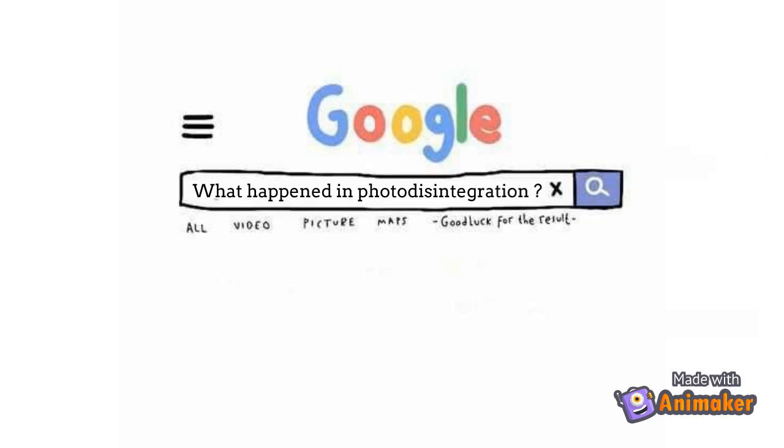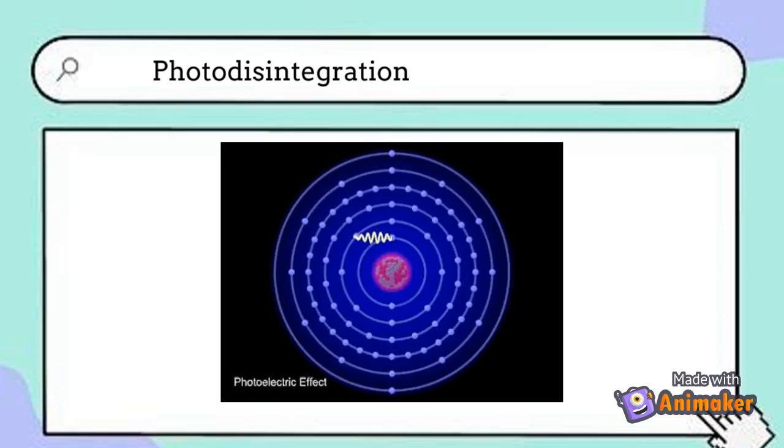What happens in photodisintegration? In photodisintegration, the X-ray photon is captured by the nucleus of an atom, with the ejection of a particle from the nucleus, when all the energy of the X-ray is given to the nucleus.